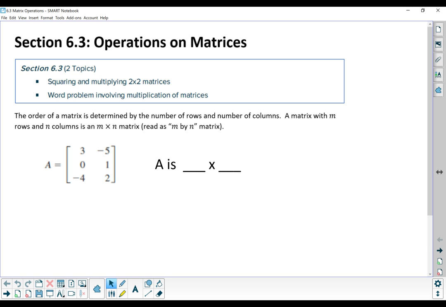For this section, there are only two topics, but I need to give you at least a little bit of background knowledge on matrices to get to those topics. When we talk about a matrix, the order of the matrix is determined by the number of rows and the number of columns. So it has m rows and n columns, and we call it an m by n matrix. This matrix has 1, 2, 3 rows and 1, 2 columns. So A is a 3 by 2 matrix.